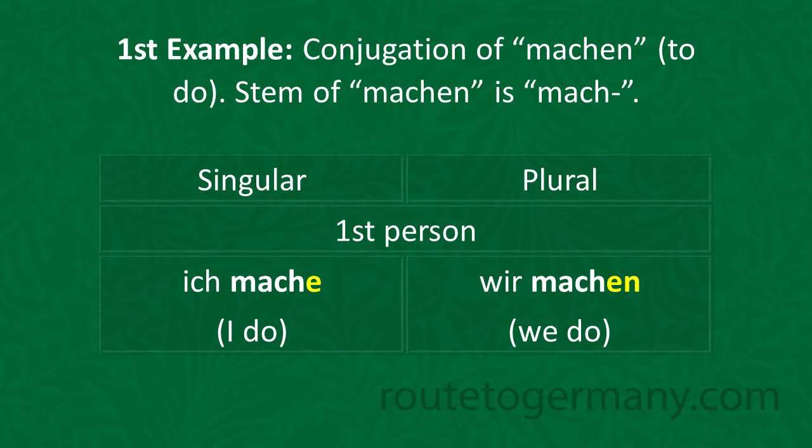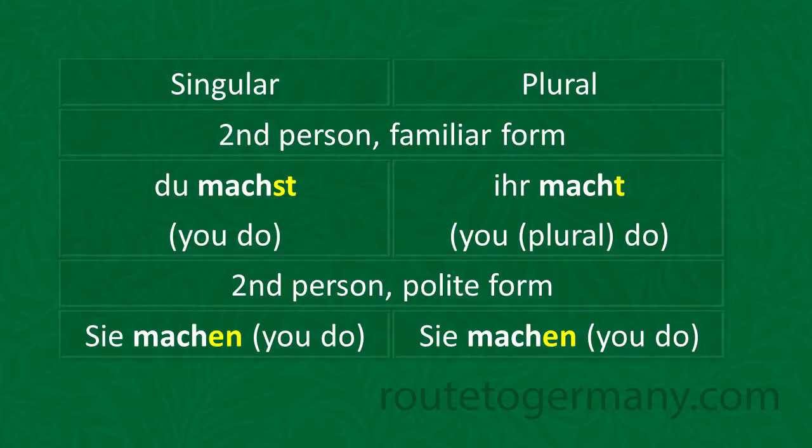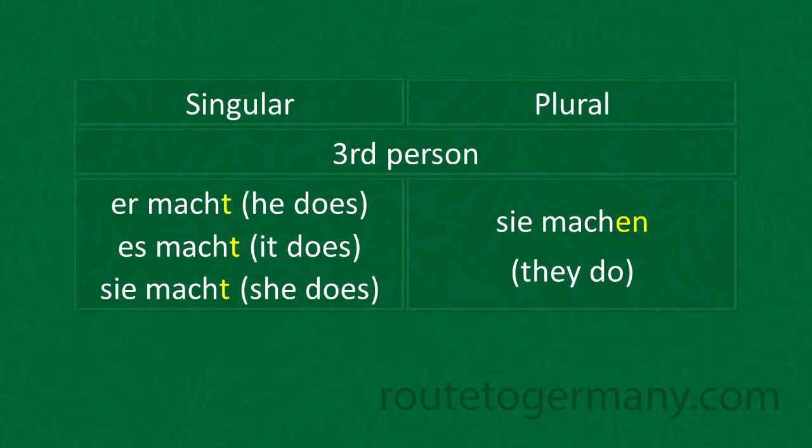First example is conjugation of machen, which means to do. The stem of machen, if we remove the en ending, is mach. So in first person singular, ich mache. In first person plural, wir machen. In second person singular, du machst. In second person plural, ihr macht. In second person polite form, Sie machen, both in singular and in plural. In third person singular, er macht, es macht, sie macht. And in third person plural, sie machen.